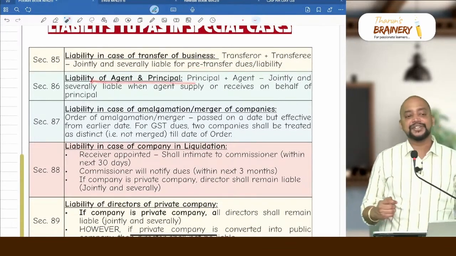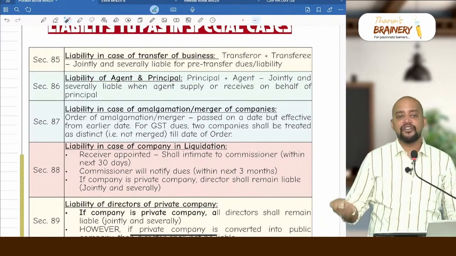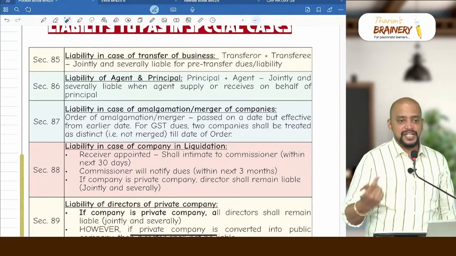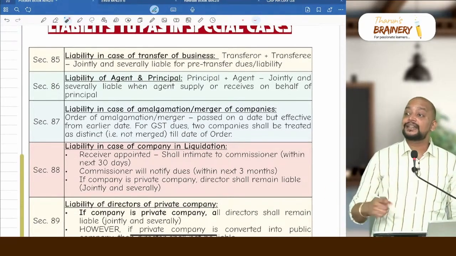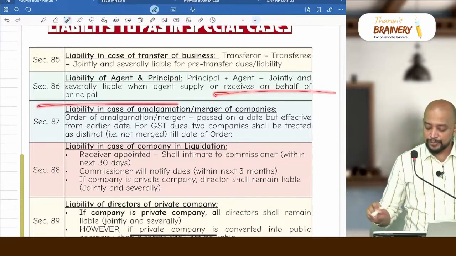Then liability of agent and principal. Every agent who is making supply on behalf of a principal, if the invoice is raised by the agent in his name, then the agent is acting on behalf of the principal. Then in that case, not only the agent but also the principal is jointly and severally liable to pay the dues.